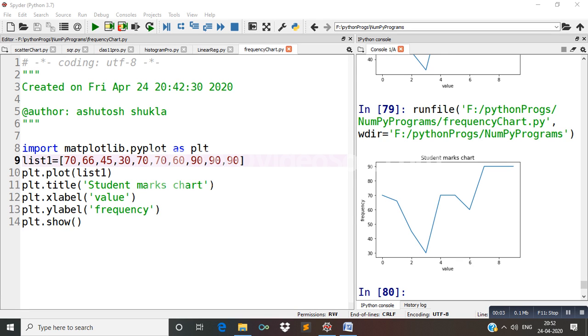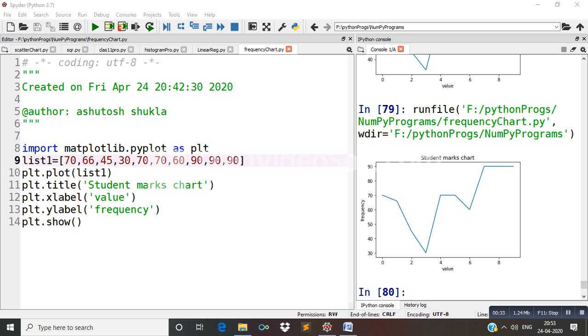Okay, now students, one more chart which I am going to explain, that is the frequency chart. Okay beta, see how we can plot a frequency chart. For that, some values we can take, and suppose in list 1 I have taken some values. You can see some values are repeated and some values are unique, like 70, 70, 70, these values are repeated. 90, 90, 90, some values I have taken which are repeated.